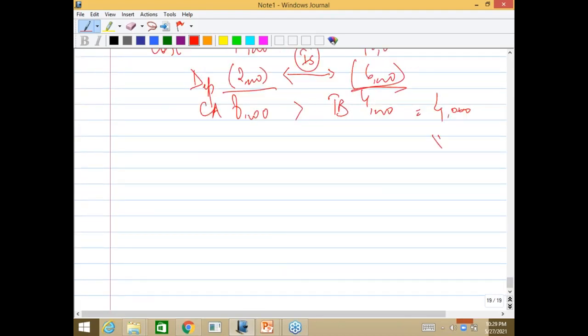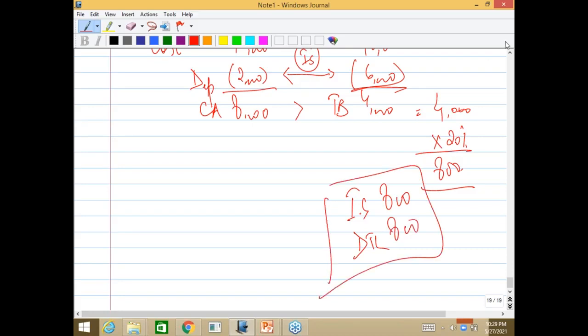So if the tax rate is 20%, there will be a deferred tax of 800, which will go in the income statement. Accounting entry will be income statement debit, deferred tax credit. Is it clear?